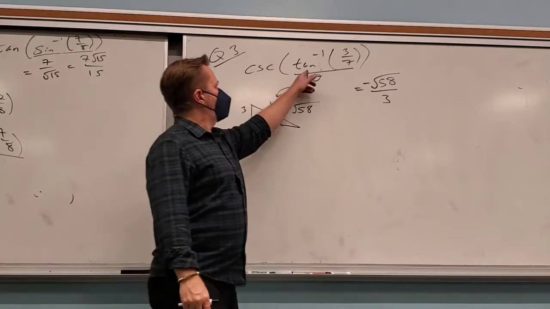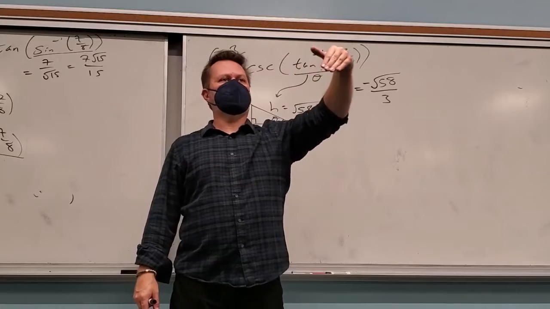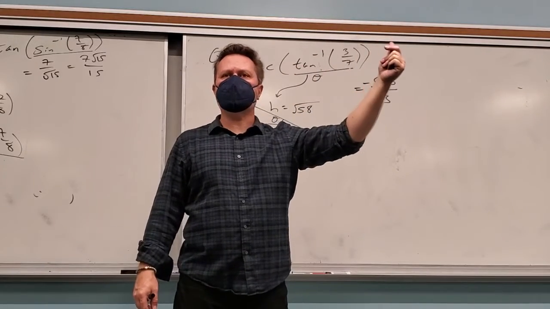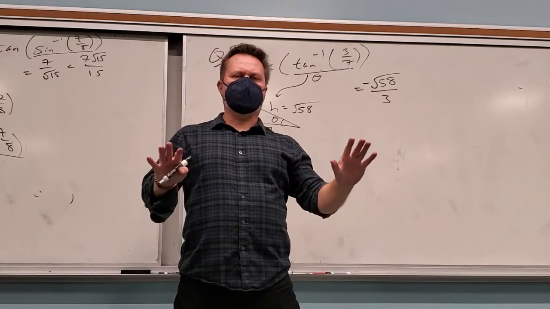Why does it make sense that tangent is positive, 3/7? Because in the third quadrant, sine and cosine are both negative. When I divide them, the negatives cancel. So that makes sense. That's why I had to stop and think for a second, which quadrants make sense here?